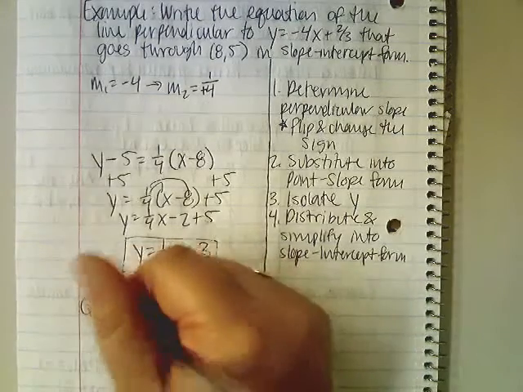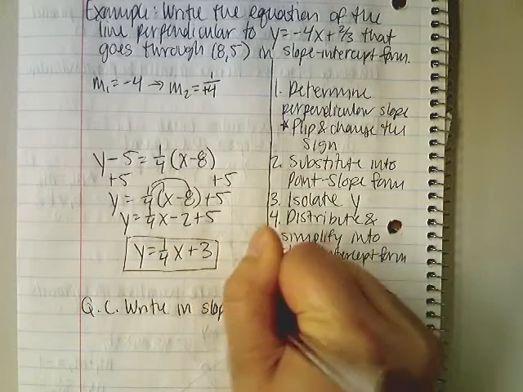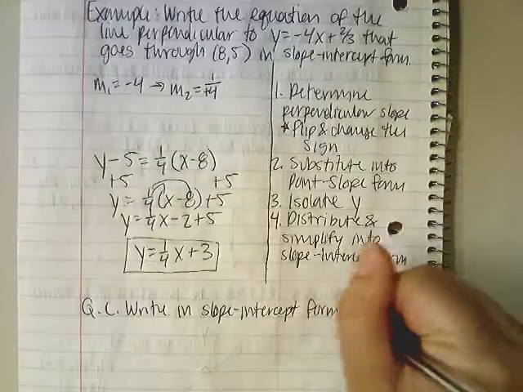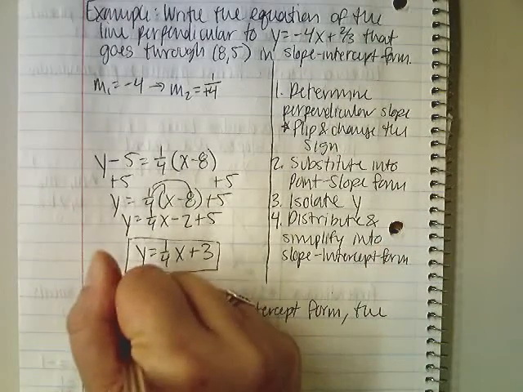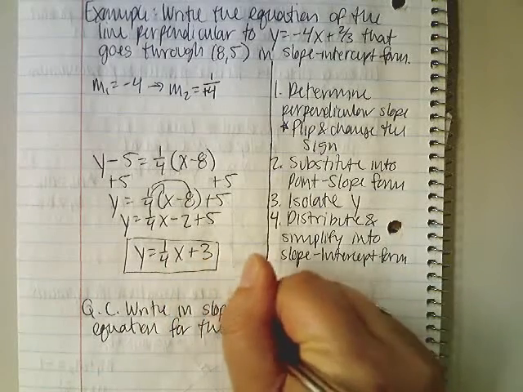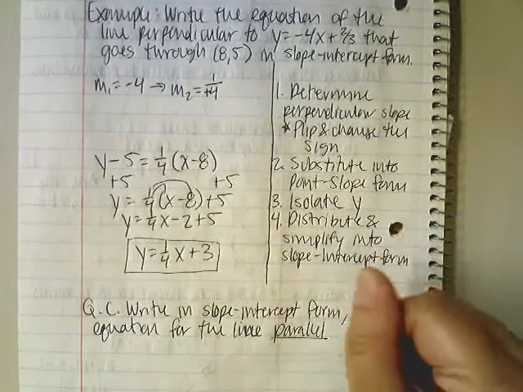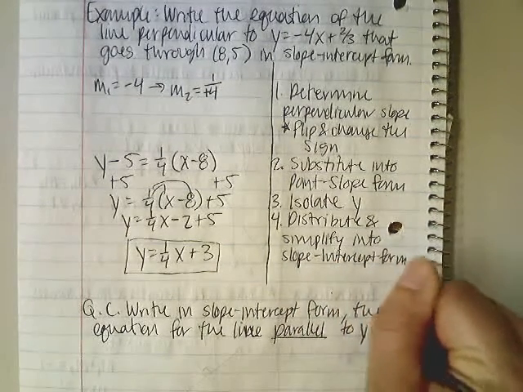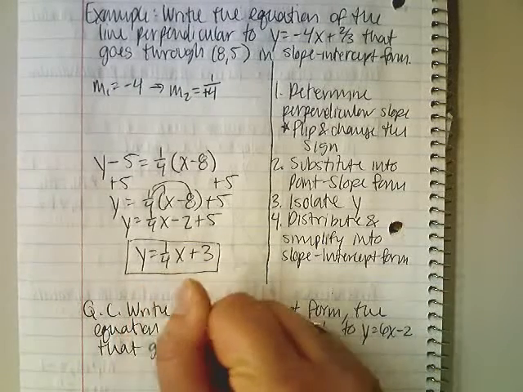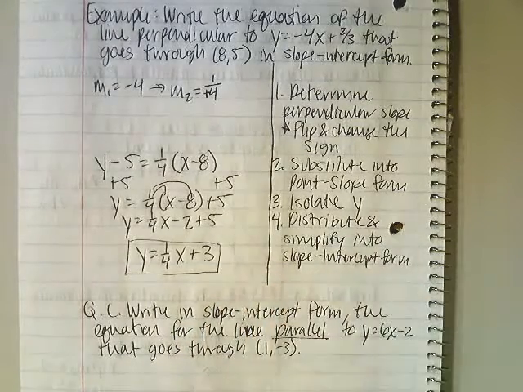So I want you to write in slope-intercept form the equation for the line parallel to y equals 6x minus 2 that goes through (1, -3). So try that on your own.